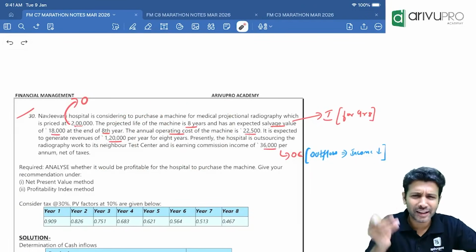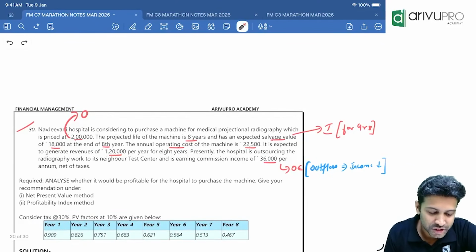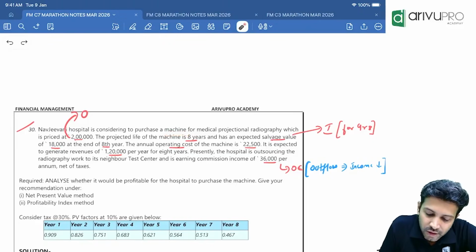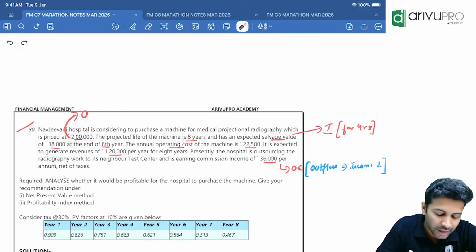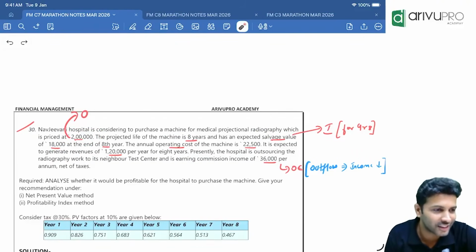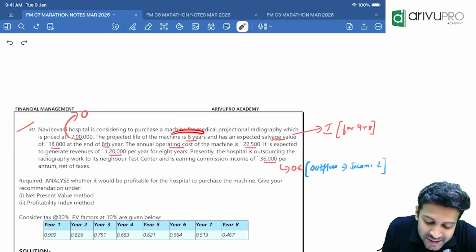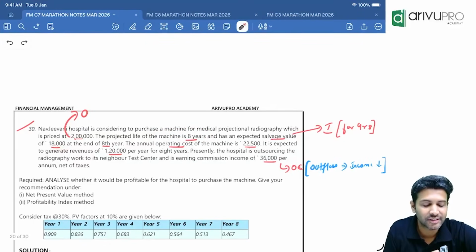Okay, simple but a good question. Now check. Same study material question only. Navajivani Hospital is considering purchasing some X-ray machinery. How much value? 2 lakh. So is this inflow or outflow? Outflow. Found it. You're hunting for it. Found already. Awesome. Okay, projected life is how many years? 8 years. Salvage value expected is 18,000 at the end of the 8th year.